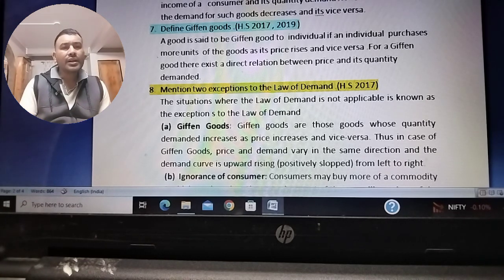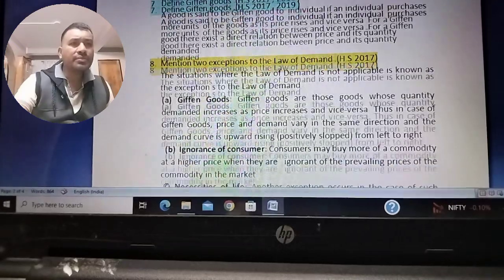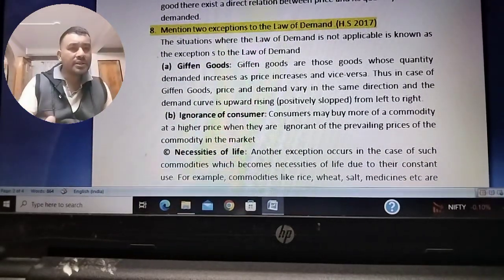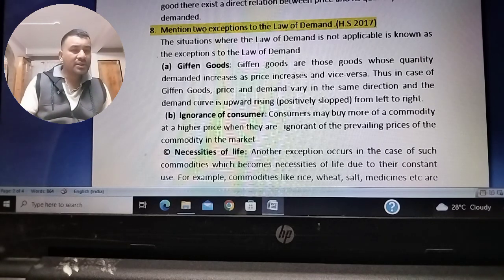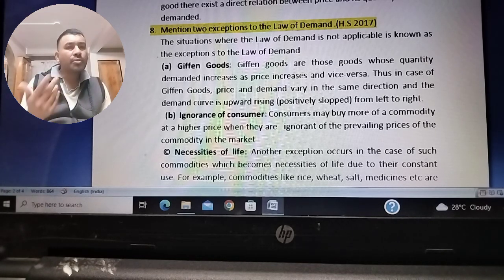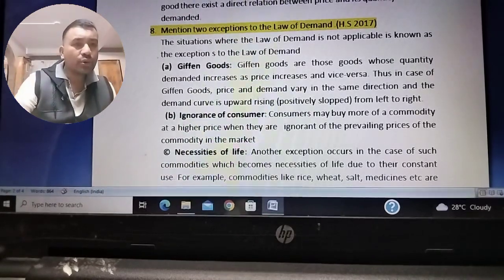So it may be the last question: mention two exceptions to the law of demand. There are various exceptions to the law of demand. Exception to the law of demand means those situations where the law of demand is not applicable. One is the Giffen good, which we first discussed. In Giffen goods, the law of demand is not applicable because here demand increases when price increases and demand decreases when price decreases. So it does not follow the law of demand. In case of Giffen goods, the demand curve slopes upward, that is, it is positively sloped.